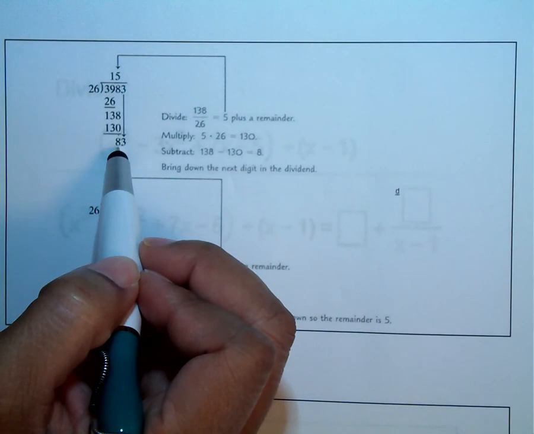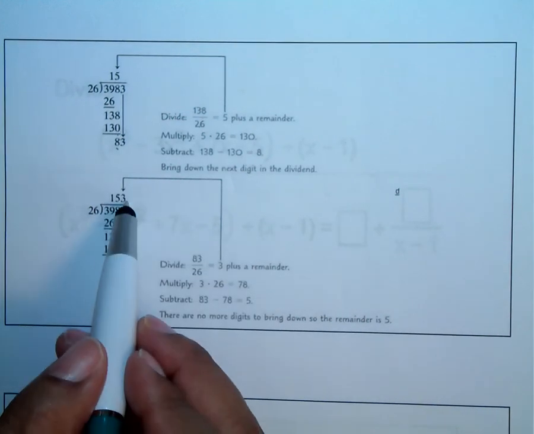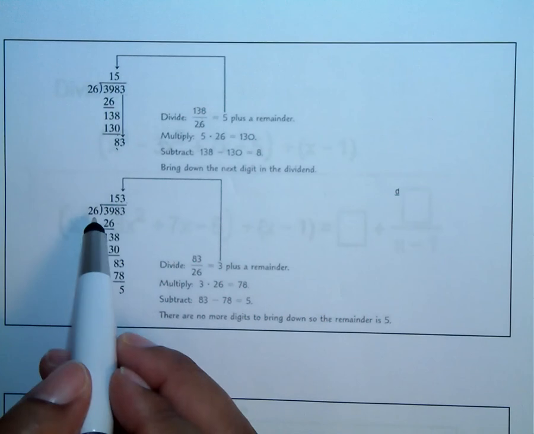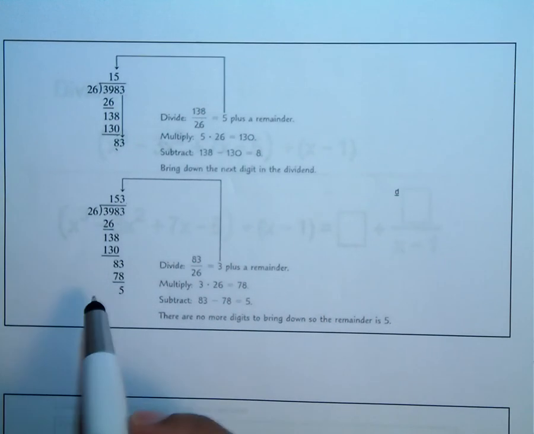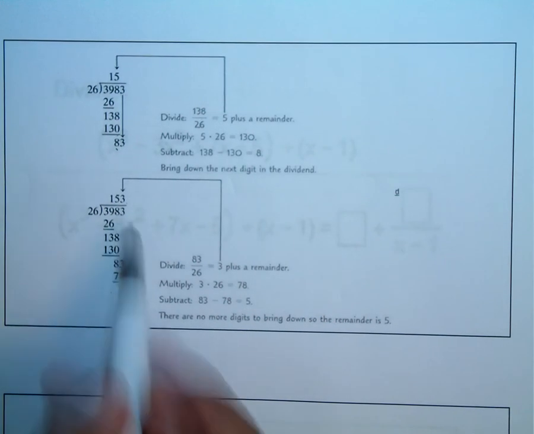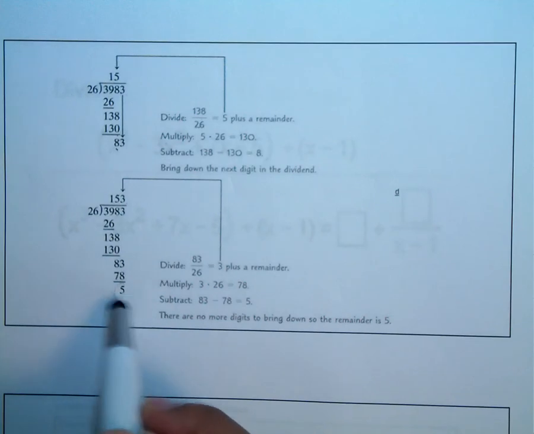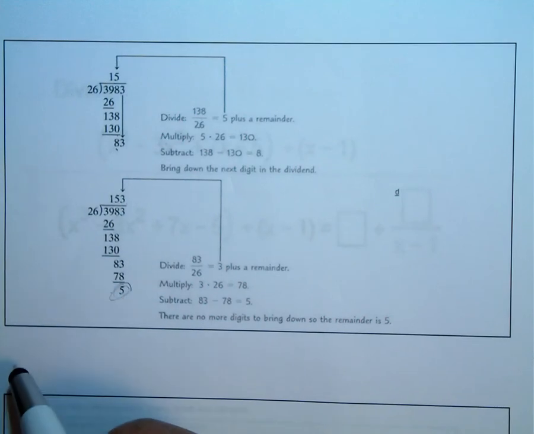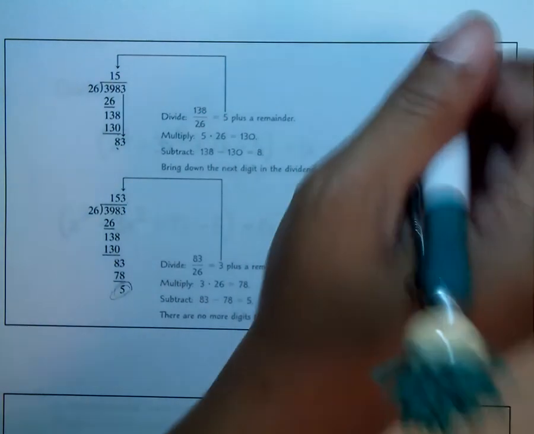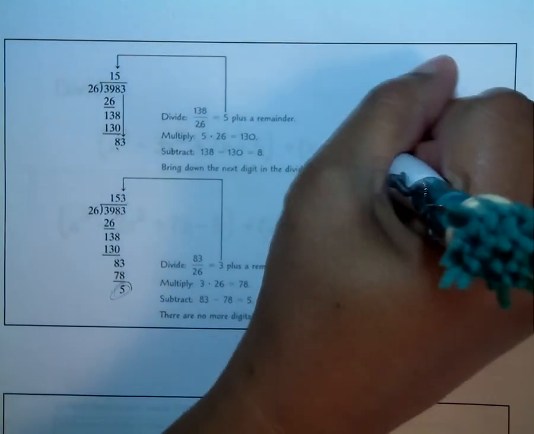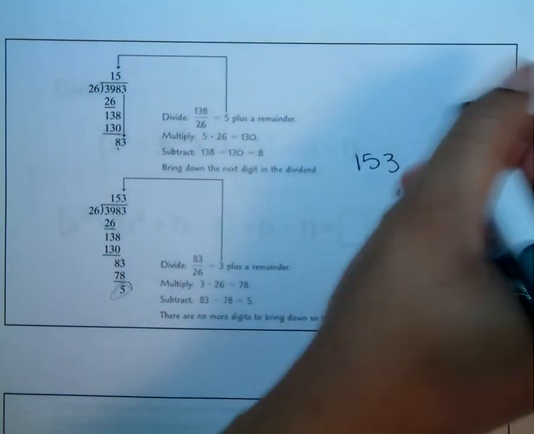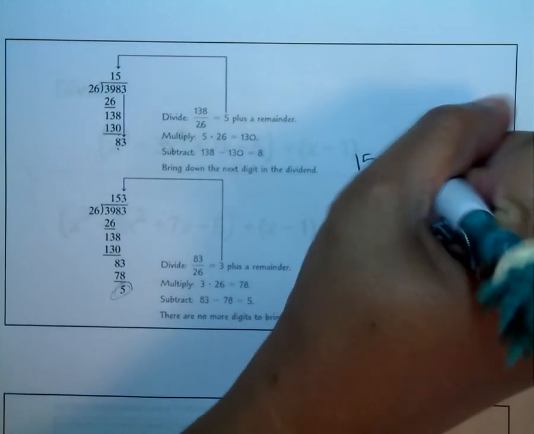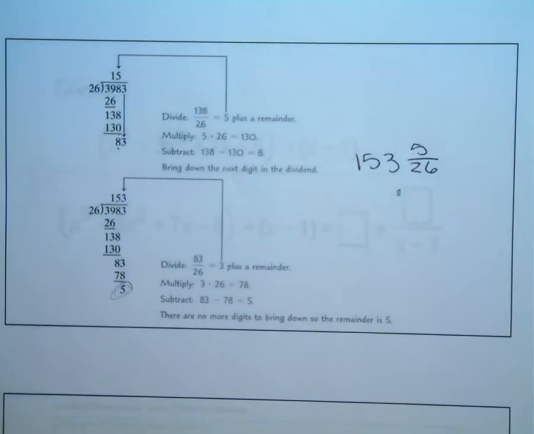And then you have to divide again. The 3 goes in there. 3 times 26 is 78. You subtract. You have nothing to bring down. So that means that 5 is your remainder. And your final answer would be 153 as your quotient, and 5 would be your remainder over 26. So if you had to write it as a fraction, that would be your answer.